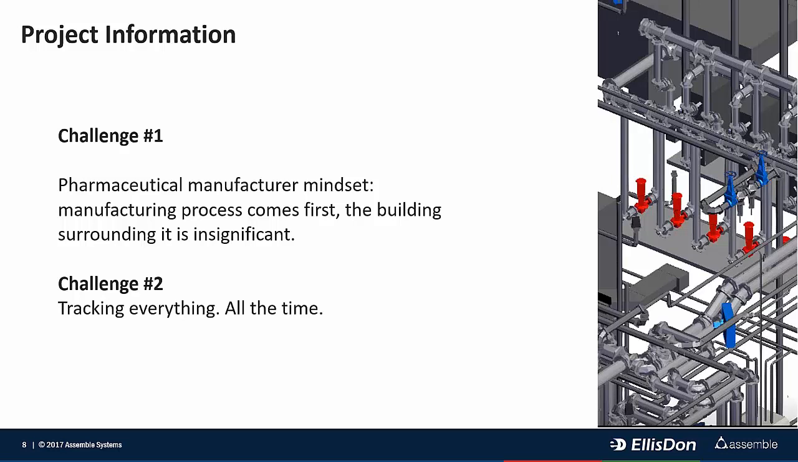And challenge number 2, tracking. Everything must be tracked from the very beginning, from design to manufacturing and throughout construction, and everything has its own IDs and all the tracking process. I don't even want to start on the quality control process. And of course, BIM helps a lot to manage all that.